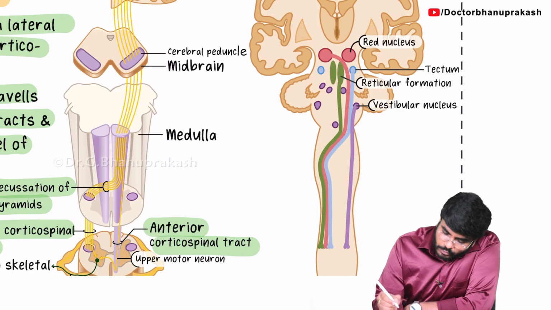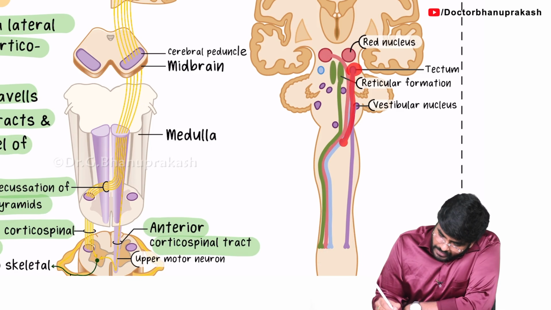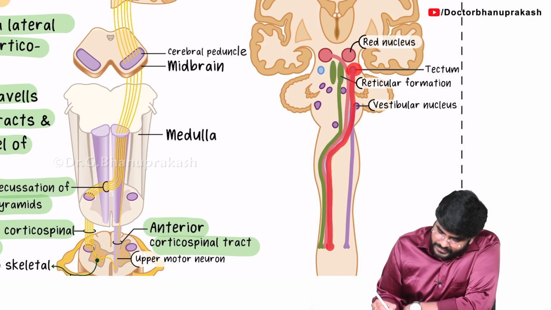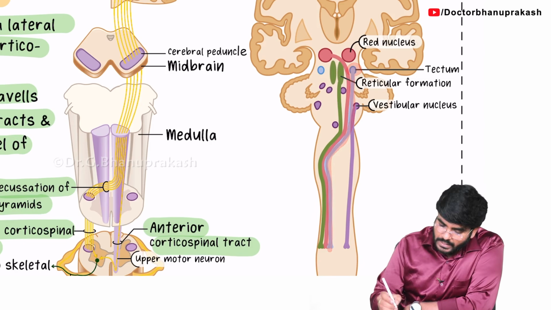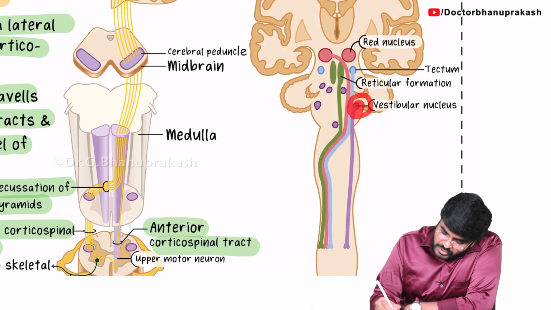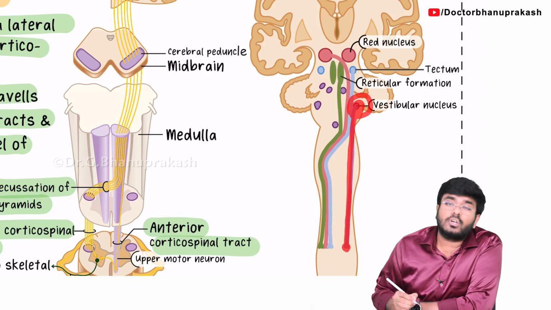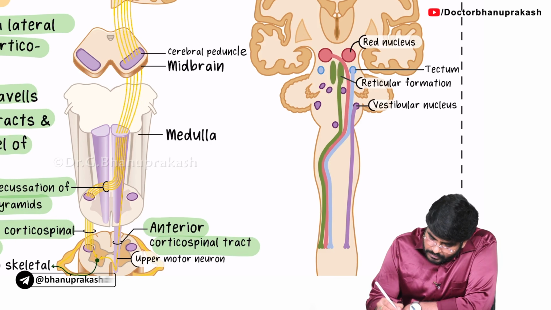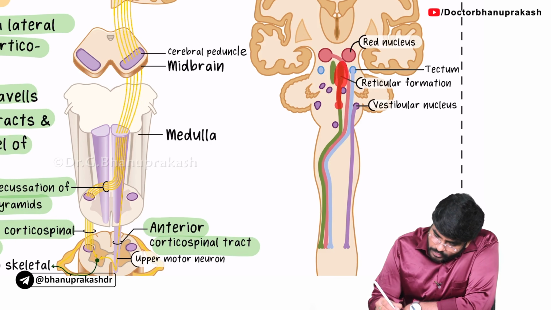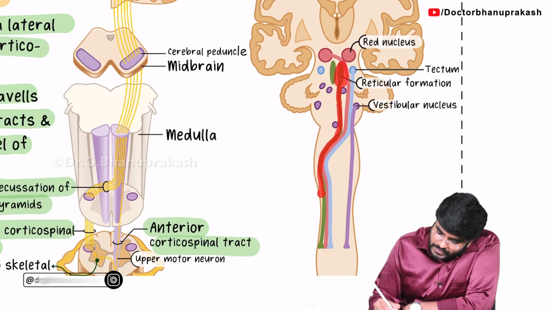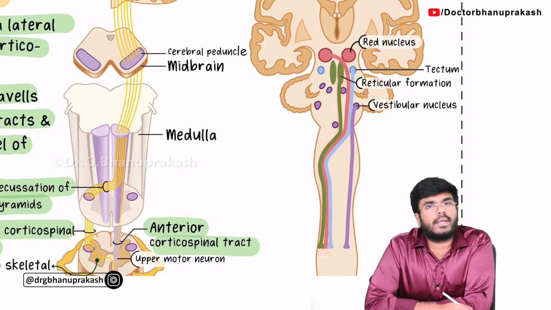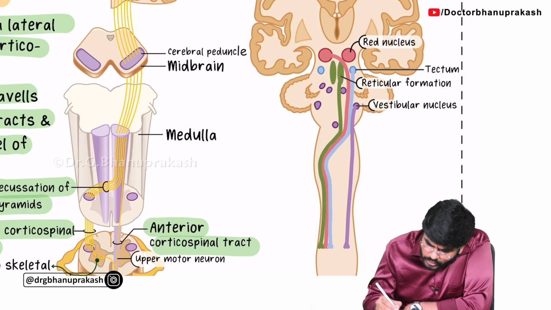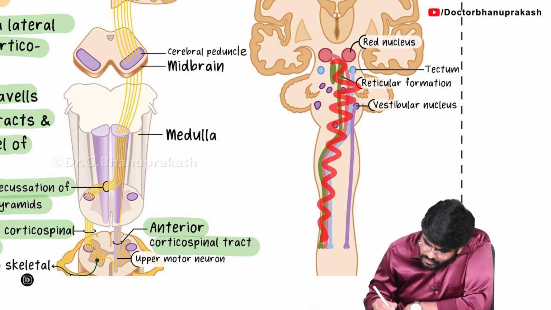And from the tectal nucleus, these upper motor neurons are also coming down as the tectospinal tract. Tectospinal. And look at this vestibular nucleus. From the vestibular nucleus into the spinal cord, this is called the vestibulospinal tract. And from the reticular nucleus, from this green one, again one more tract coming down. This is called the reticulospinal. So tell me, sir, these upper motor neurons, they are also upper motor neurons. Where are they coming down?